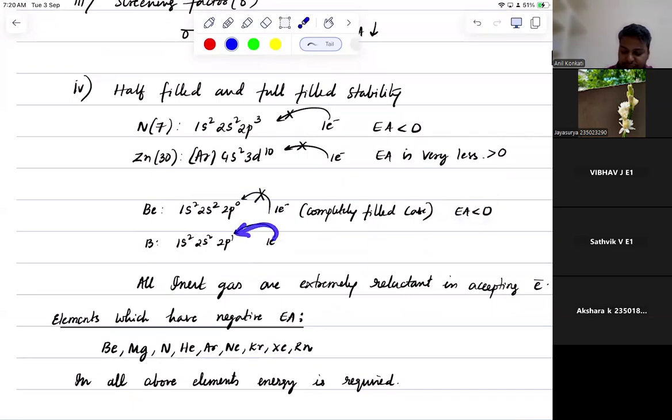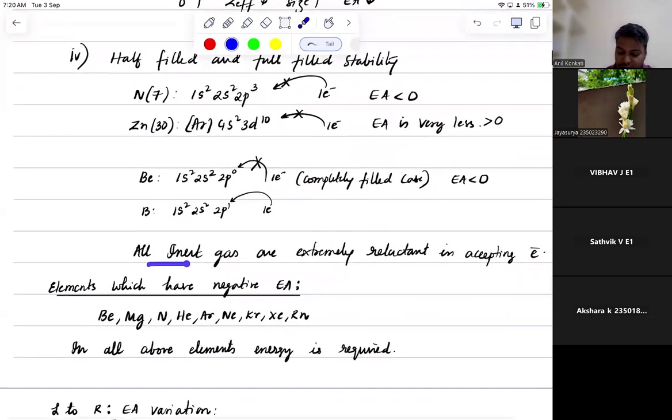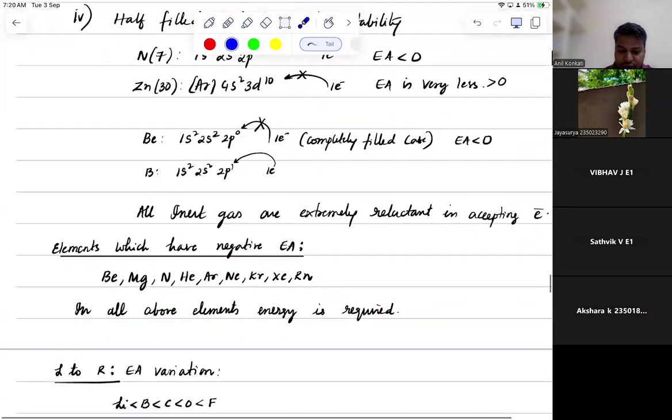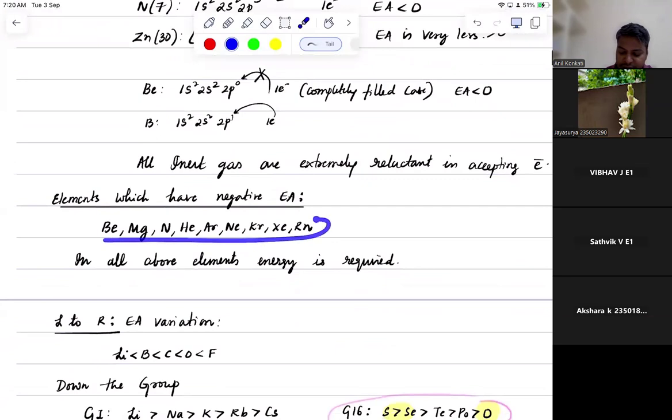Boron would accept electron with much easier way here. Okay. So all inert gases are extremely reluctant in accepting electrons. So what you need to remember is this. These are the ones which have a positive electron gain enthalpy or negative electron affinity value. So remember beryllium, magnesium, then comes sodium, okay, helium, argon, neon, krypton, xenon, and radon. These are all the ones which you need to have. Clear? I hope this part is clear, everybody.